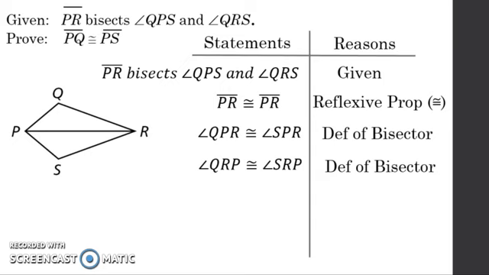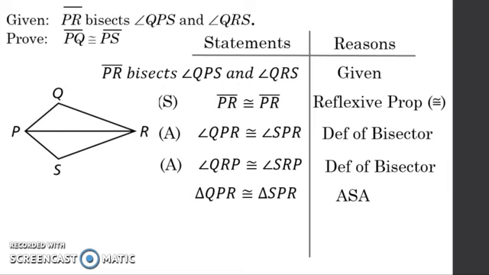Now we have a pair of sides and 2 pairs of angles, and that side is between the 2 pairs of angles. So this is ASA, the triangles are congruent, and we can now finally say that the sides are congruent by CPCTC.